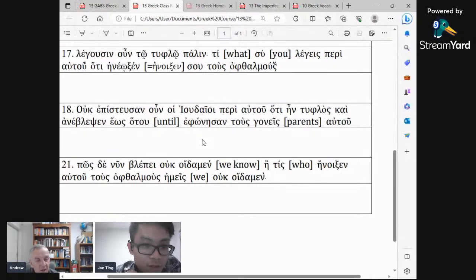I don't think you've been given this word. It means to see again. Anablepsin, receive sight or something. We've seen blepo, which means I see, and anablepo means to see again.